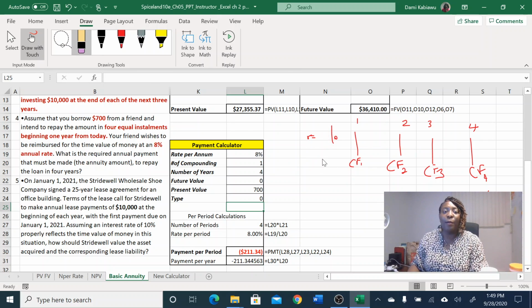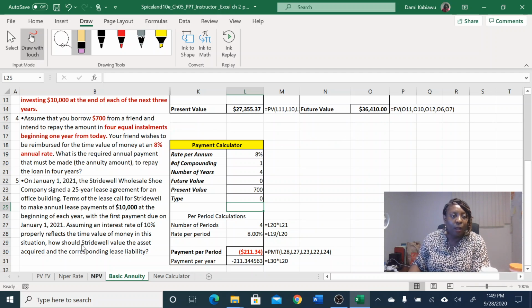And the last problem we have here is one of leases. That's a very good use of annuity in Excel. On January 1, 2021, the Stridewell Wholesale Shoe Company signed a 25-year lease agreement for an office building. Terms of the lease call for Stridewell to make annual lease payments of $10,000 at the beginning of each year.